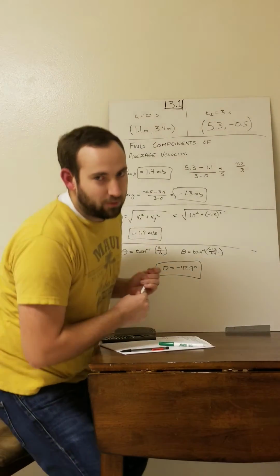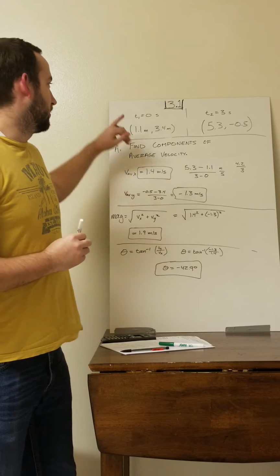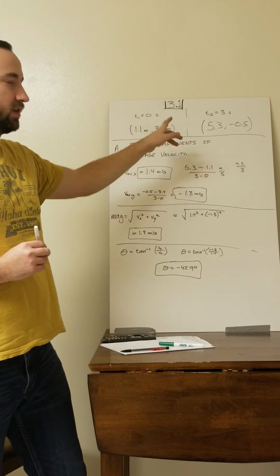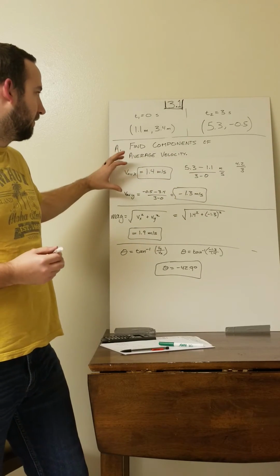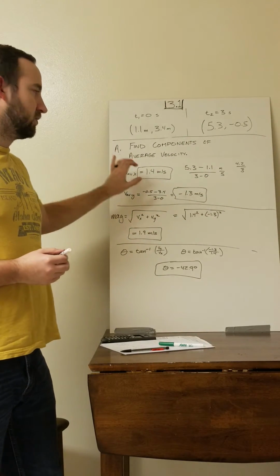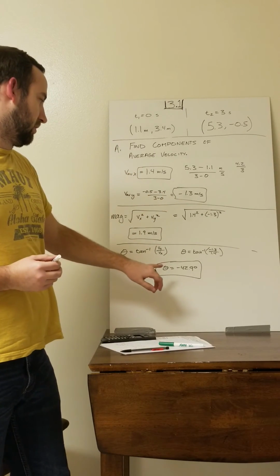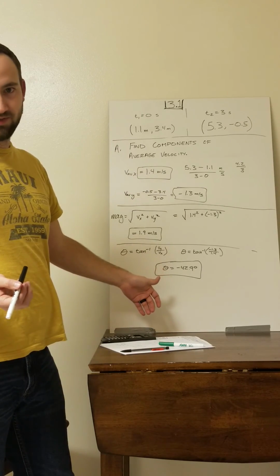So just to recap, what we've done is we took these two data points with different times and different locations within an XY coordinate system. We find the components of the average velocity, and then using those two components, we find the magnitude and also the angle, so the direction of that resulting vector.